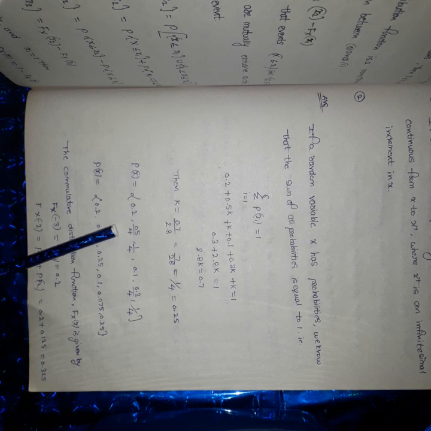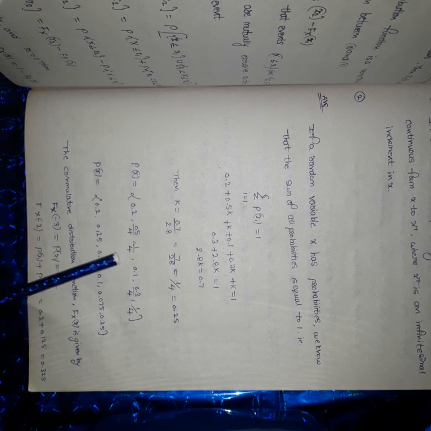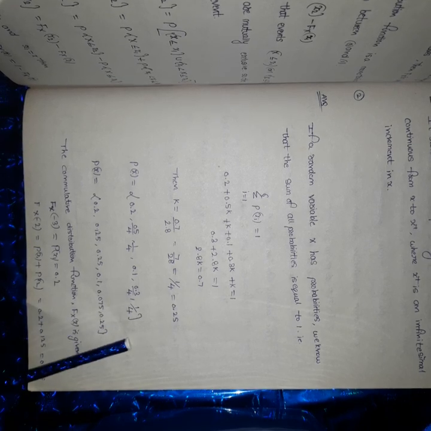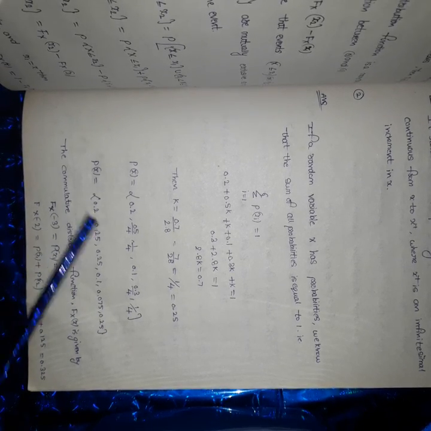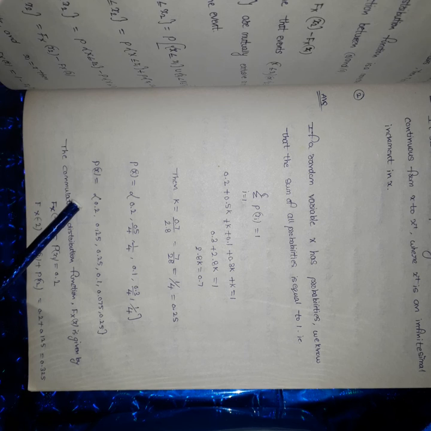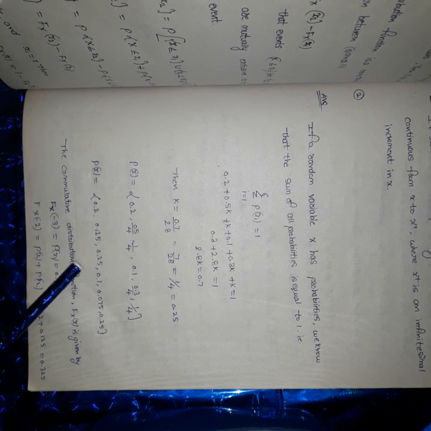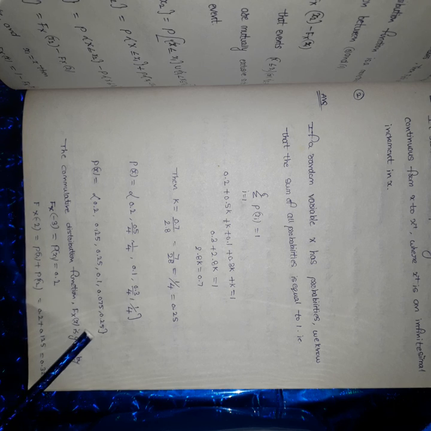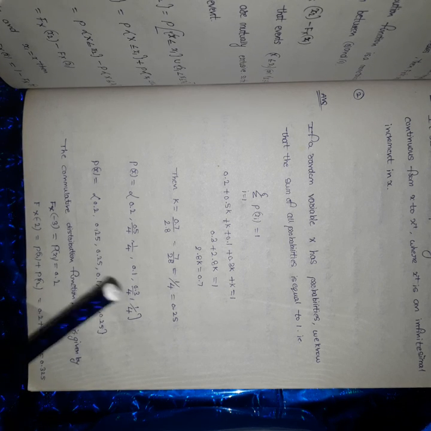The P of x is equal to the summation of 0.2, 0.5 by 4, 1 by 4, 0.1, 0.3 by 4, 1 by 4. Now P of x is equal to the probabilities 0.2, 0.125, 0.25, 0.1, 0.075, 0.25. These values are substituted in the table form.